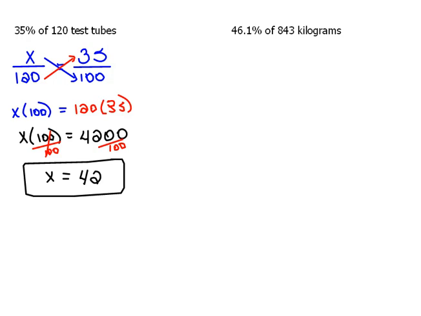Alright, so here we're going to do another problem where we're going to find 46.1% of 843 kilograms. So again, we're going to use our proportion method to solve this. We have to set up our proportions first. I'm going to do that in blue. Sorry about that. When I set this up, we always have over 100%. Remember, our percentage goes over 100, so that would be 46.1 over 100.